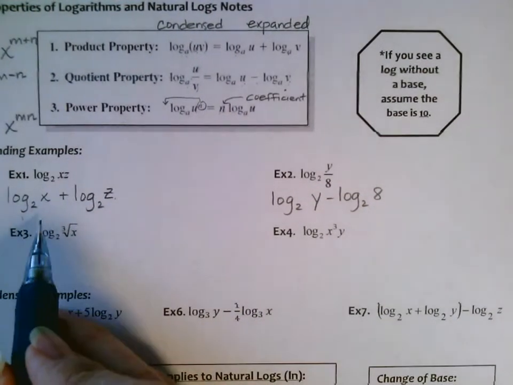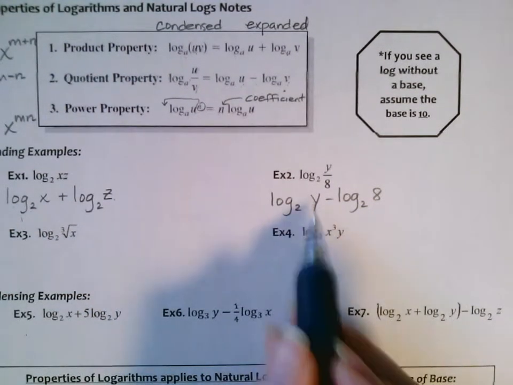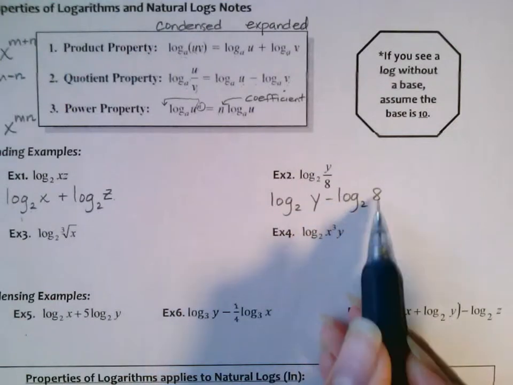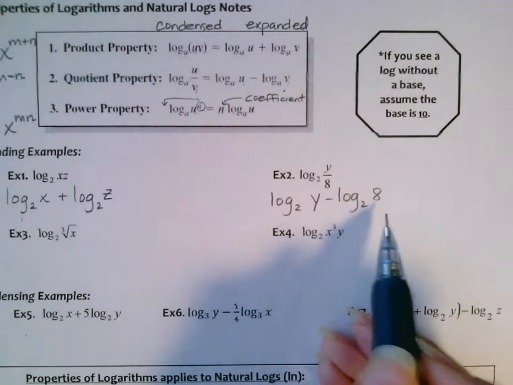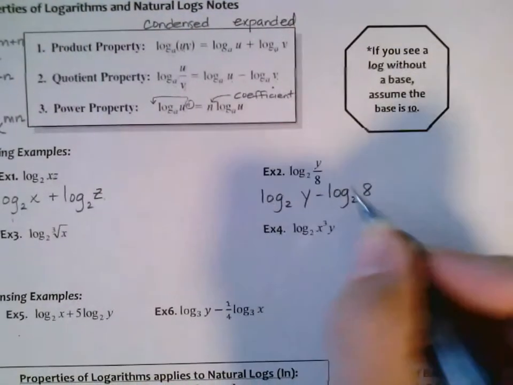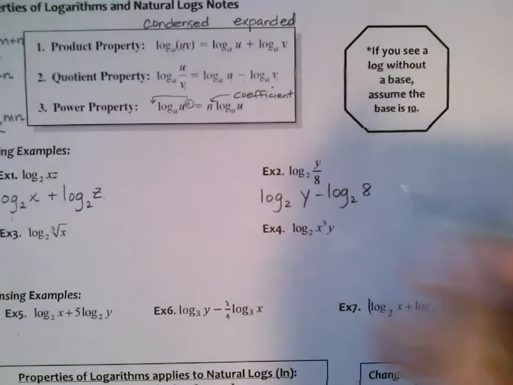But over here, something changed. We have a log base 2 of y, nothing can be done there, but log base 2 of 8 can be changed. If you remember that a logarithm is an exponent, you need to see if this logarithm can be rewritten as a numerical value.